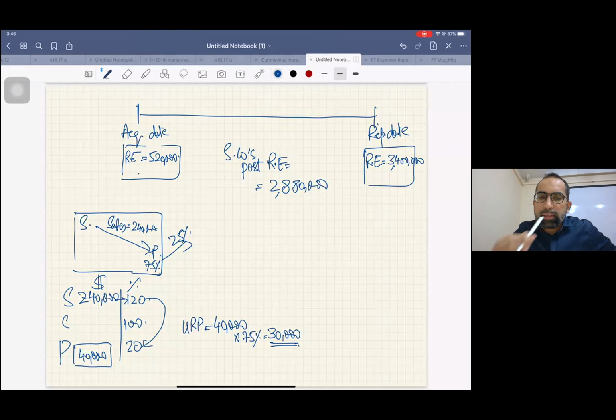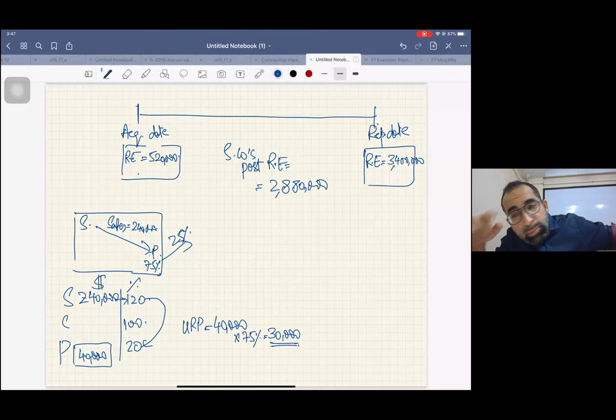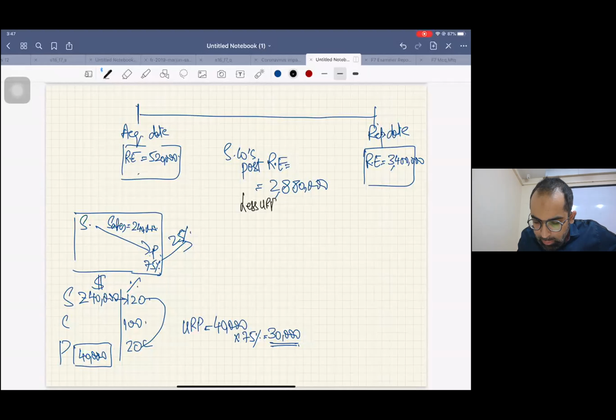Now use your brain, little brain. As this is an S to P sale, listen students, the URP is booked by S company, so it must be included in S company's post retained earning. So you need to deduct this URP from S company's post profits. How much is left? 2880 minus 30,000 is how much? 2850. This is adjusted S company's post retained earning.